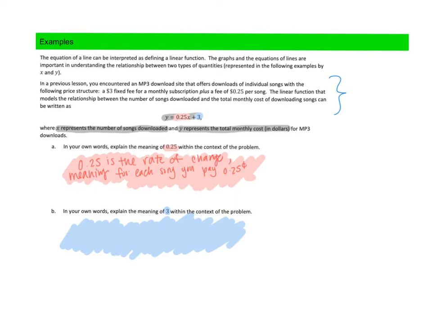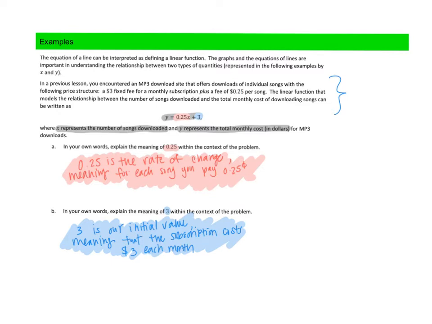And then below for B, it says, explain the meaning of the 3 in the context of the problem. Well, 3 is our initial value, meaning that the subscription costs $3 each month. No matter how many songs you buy, no matter if you even buy songs at all that month, you have to pay the $3 subscription fee. Okay? So this is what we went over yesterday, interpreting our equations.